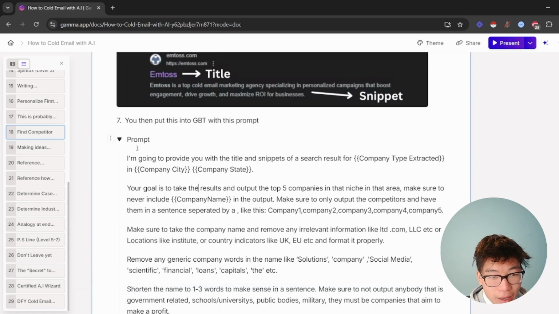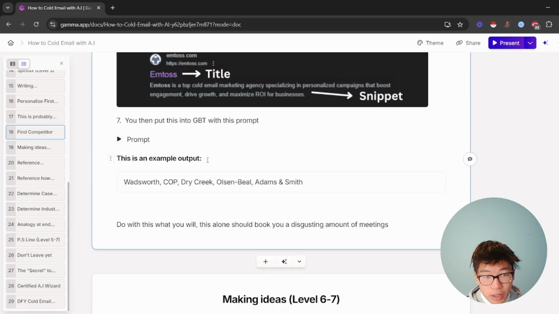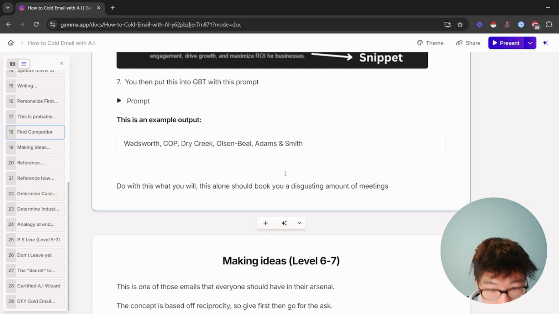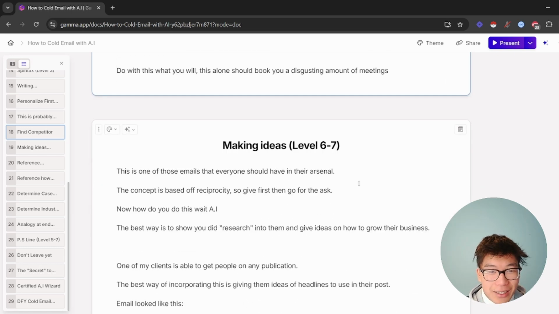That is a mouthful. Again, this is going to be in the document below, so you can just take that prompt and throw it into your own GPT. And then you get an output that looks like this. And once you have this, you can do whatever you want with it, and that includes booking a disgusting amount of meetings. So, making ideas, level 6 to 7.